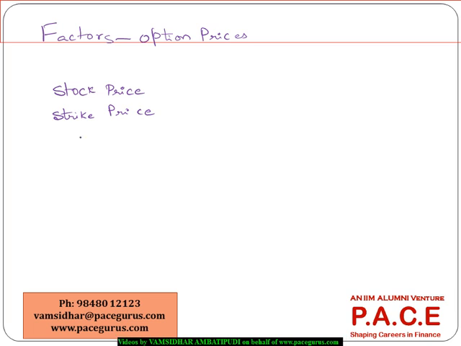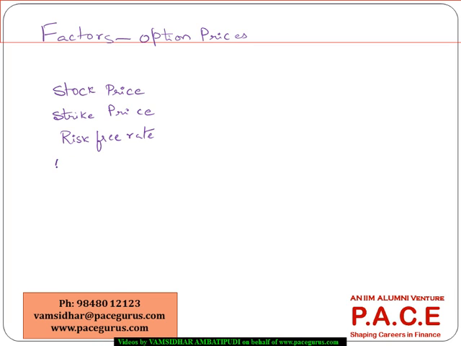With that as a base, the first part I'm going to start off with is the various factors that are impacting the option prices. Generally, it is felt that there are six major factors that would impact the option price. One is the current stock price. Then we talk about the strike price of the option. Then the risk-free rate of return.